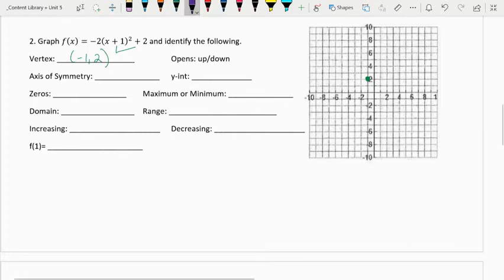Then I know that it's going to open down based off of our a value being negative. Okay, and I'm going to continue graphing this. If a is -2, we have 1, 3, 5. So in reality, we're not moving 1, 3, 5, we're moving -2, -6, -10. So over 1 down 2, over 1 down 6. And then if we go down 10, that would be way off the graph, so I'm not going to graph that one. And we just repeat it on the other side.